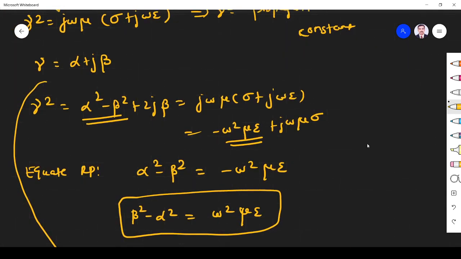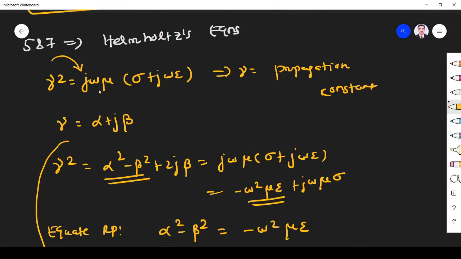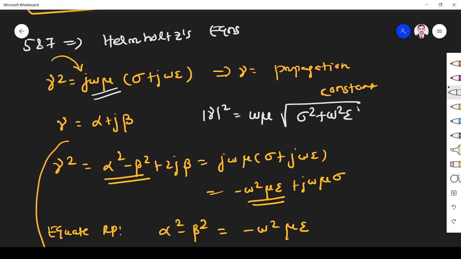So I know what gamma squared is, and I want its magnitude. Since gamma squared is equal to j omega mu sigma plus j omega epsilon, I take the modulus. The magnitude of this is omega mu times the square root of sigma squared plus omega squared epsilon squared. So I can write mod gamma squared like this.